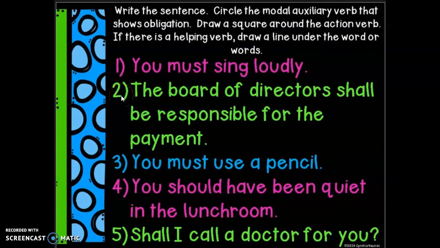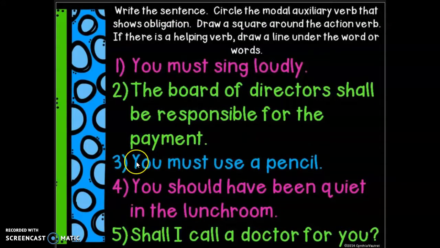Looking at the second one, it says, the board of directors shall be responsible for the payment. So, what's showing obligation? This one was kind of easy because it's shall, and we know shall is one that you're not really using all that often in your everyday language. Now, what are they doing though? What's the action that they're doing? And if you said responsible, you are correct. And let's do 3, 4, and 5.